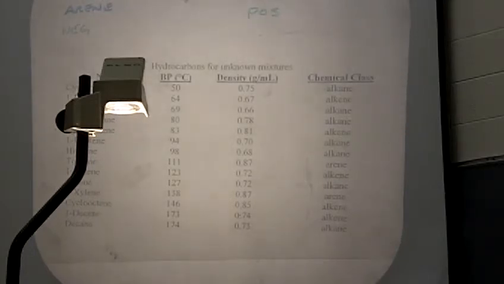You're going to measure its volume before you put it in the round bottom flask. And then once you have your fractions collected, treat them very nicely, keep them capped so you don't lose them, okay? And don't contaminate them.